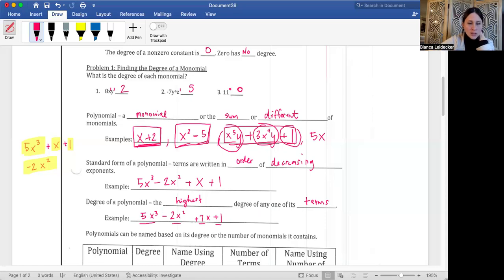But we're only considering which monomial has the greatest degree. It's this one, and it is to a degree of 3. So that means that polynomial has a degree of 3.